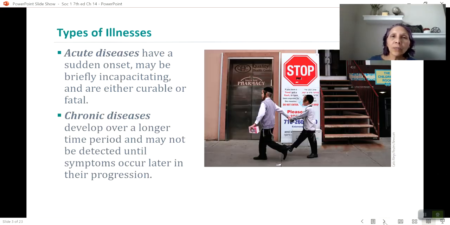All right, so two kinds of illnesses: acute illness or acute disease, and chronic illness or chronic disease. Acute means that it is something that has a sudden onset, and it might be even briefly incapacitating, and it might even be curable, or it might be fatal. Okay, so a heart attack, for example, is an acute disease. It's something that comes on quickly. It is incapacitating while you are experiencing the heart attack, and the doctors might be able to cure you.